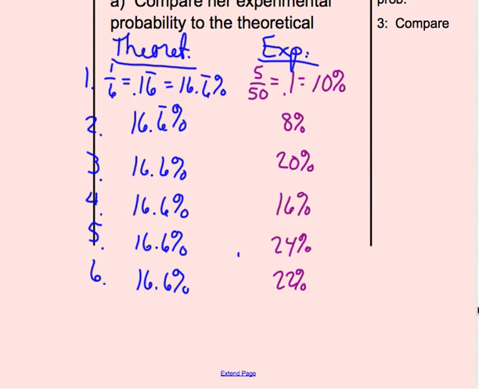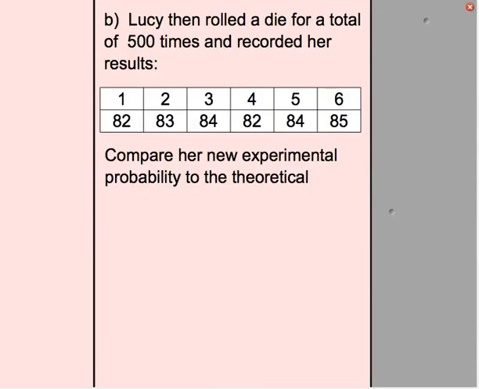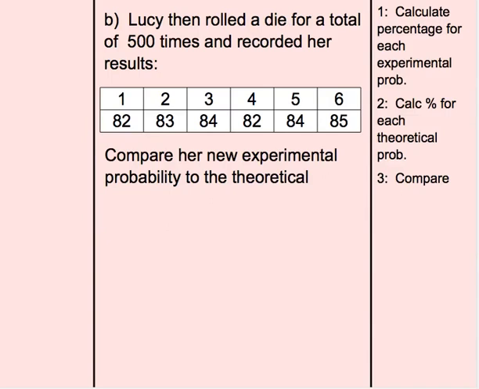I'm going to hold off on a true comparison until we get to the next one, and I want to talk about what happens with rolling 50 times versus 500 times. All right, so we're going to follow the same process. We already know all of our theoretical probabilities are 16.6%, so we're going to keep that in the back of our mind for each number on the die. So now I'm going to create a chart for the experimental, just like I did on the last page, for rolling a 1, 2, 3, 4, 5, and 6.